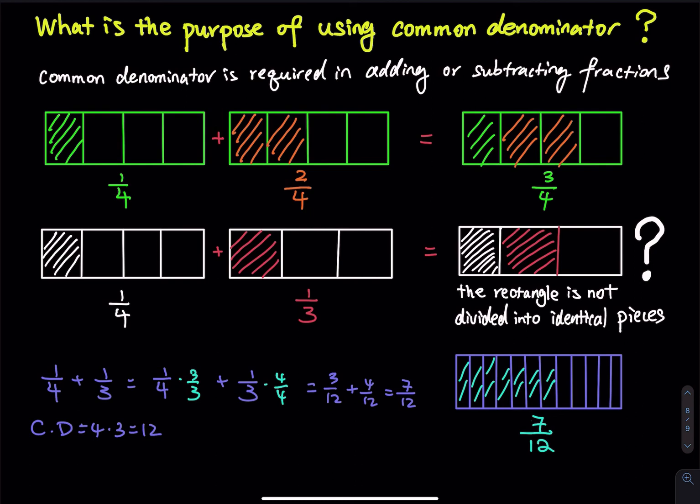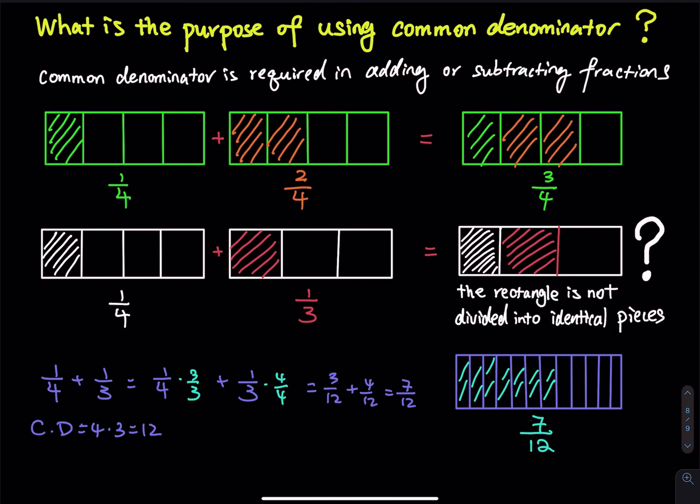I can just add the numerators. So 3 plus 4 equals 7. 7/12 means you divide the rectangle into 12 pieces and you occupy 7 of them. If you look at the purple rectangle, I try my best to make sure the rectangles are the same size. I divide the purple rectangle into 12 pieces, and now I grab 7 pieces.